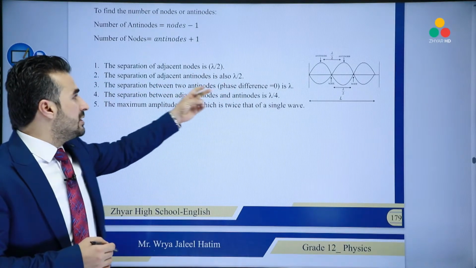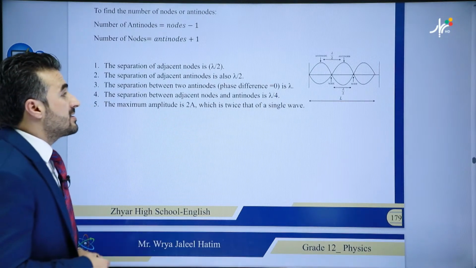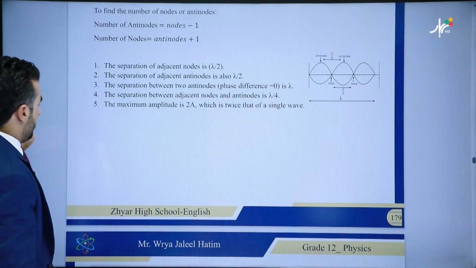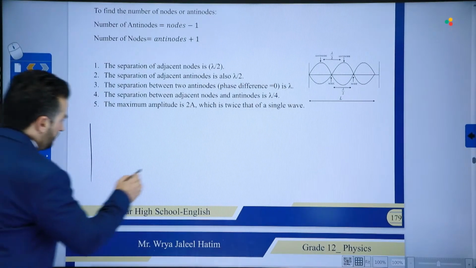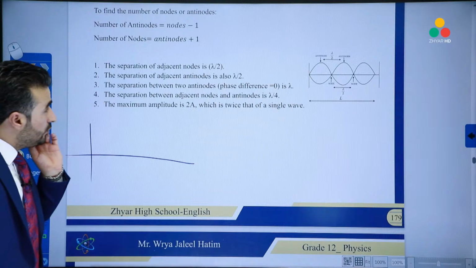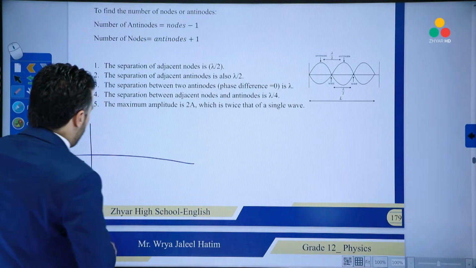The separation between two antinodes where the phase difference is 180, that is one wavelength. That is a different one, yeah? So I want you to take a look at this one here. We're talking about the distance, or the separation, between two antinodes with a phase difference of 0, okay?